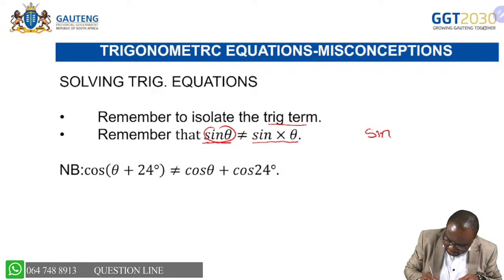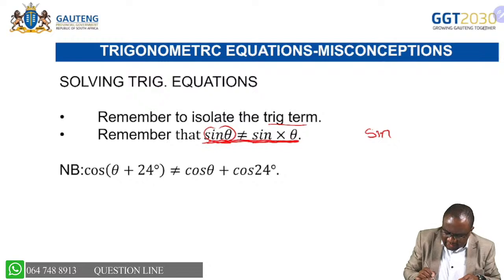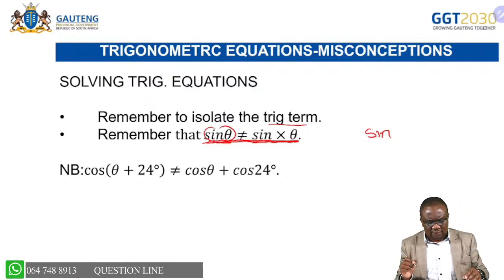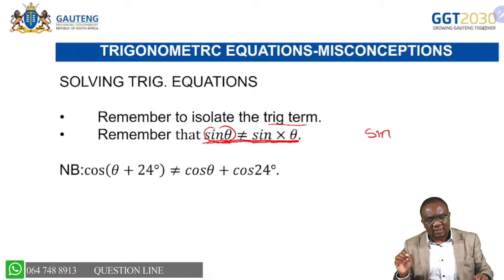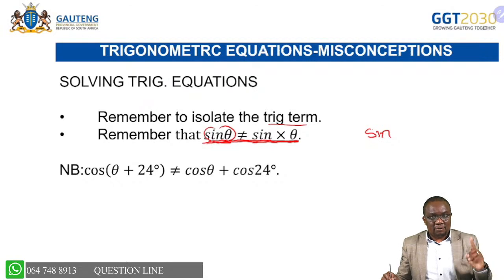Okay, I want you to write this as a misconception. Just write this part. Don't write the whole thing. Just write sine theta not equal. Please, not equal. Don't write equal. Not equal to sine times theta. Just do that. Okay, we're going to be writing a lot today again. So it's calculator and writing. We're going to be writing and using the calculator.